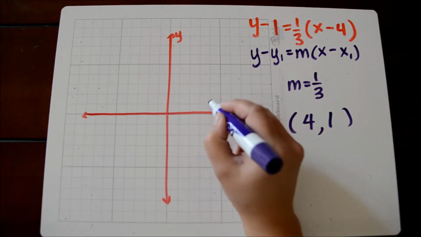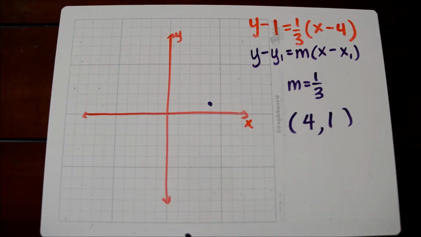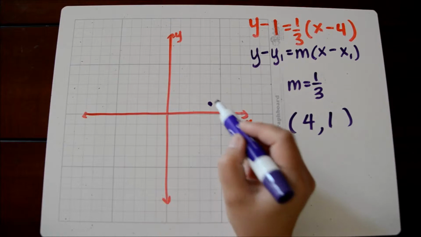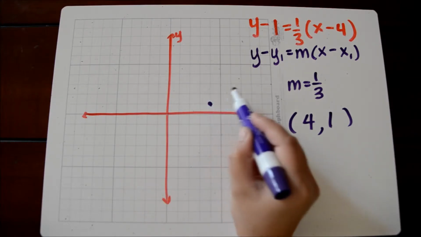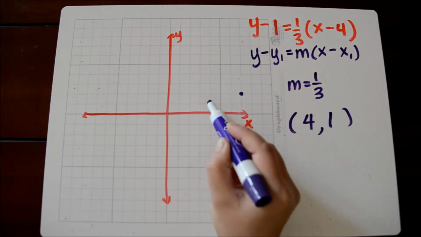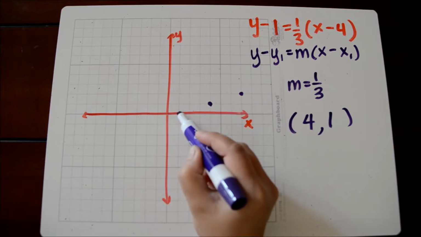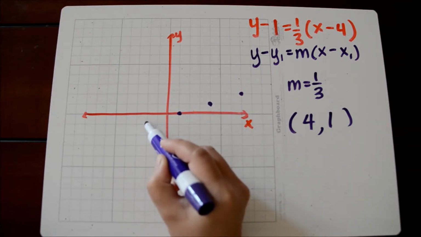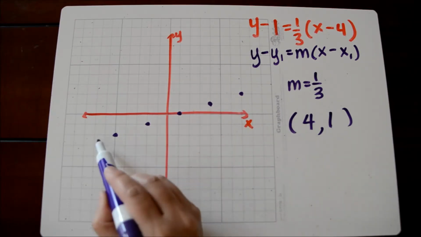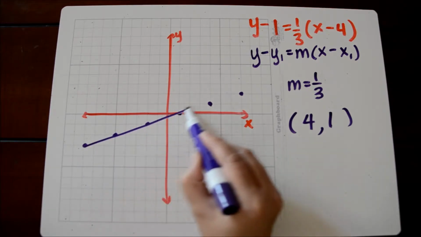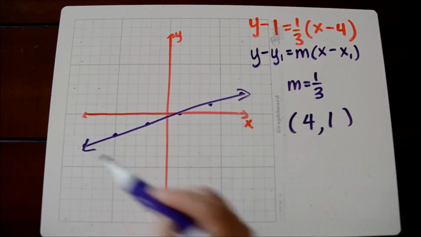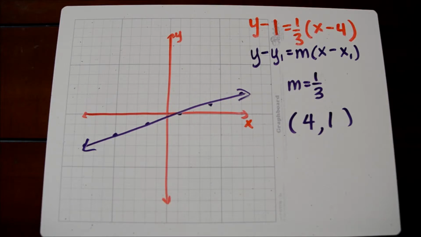So we're going to plot the point for 1 and use our slope to complete our graph. Our slope is 1/3, so we're going to go up 1 to the right 3. We could extend our graph in the opposite direction, going down 1 to the left 3. And that would be the graph of this equation. It is not necessary to convert to slope-intercept form to graph.